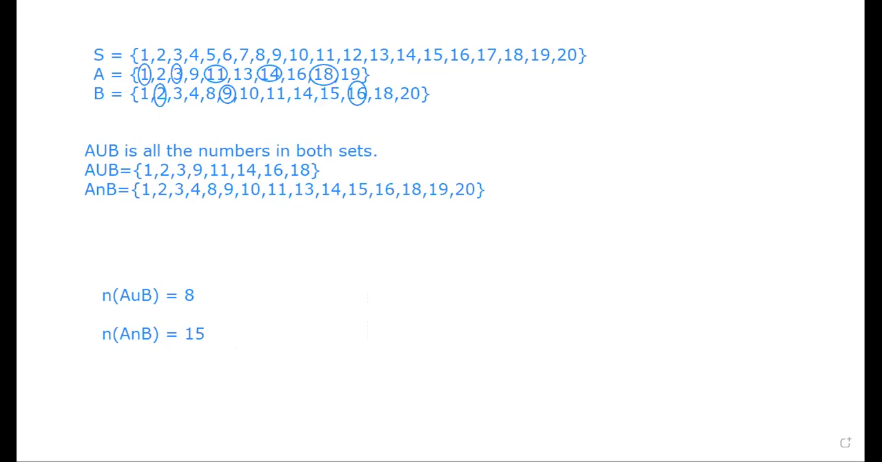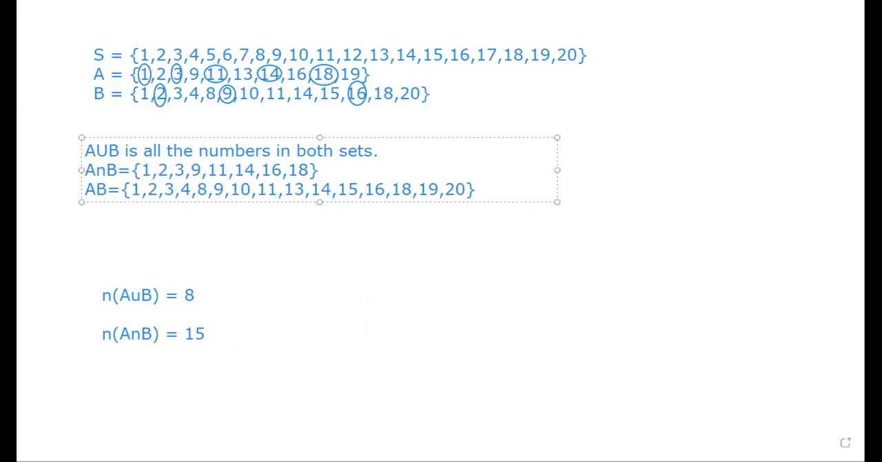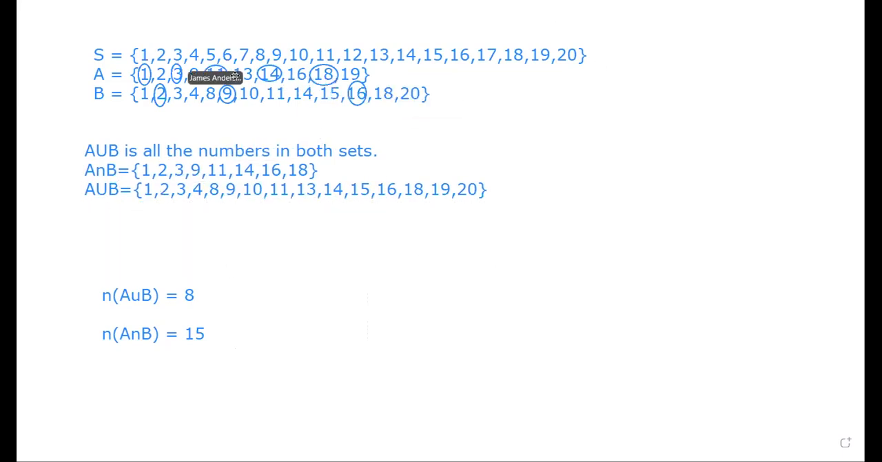And I hate to say this, I mix these up. I always do this. So ignore what I just did because I mixed these up. A union B, I'm sorry, and this is where my dyslexia kicks in, is the numbers that are in either set combined. A intersect B, or A and B, is the numbers that are in both sets. So these numbers are backwards.